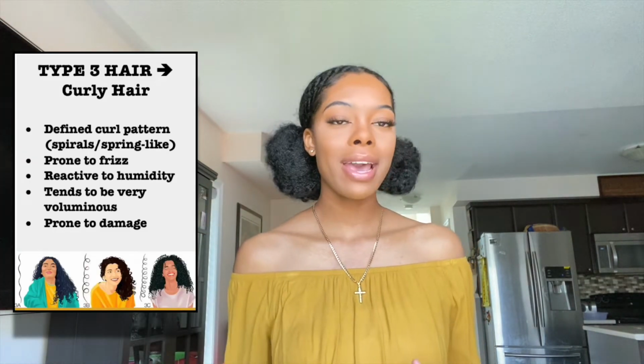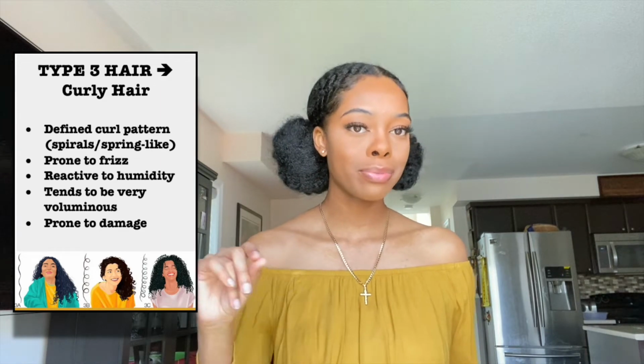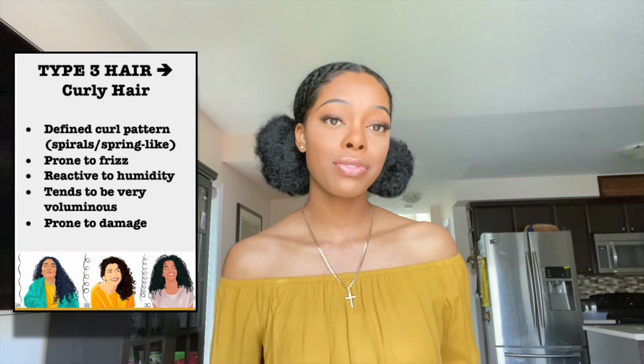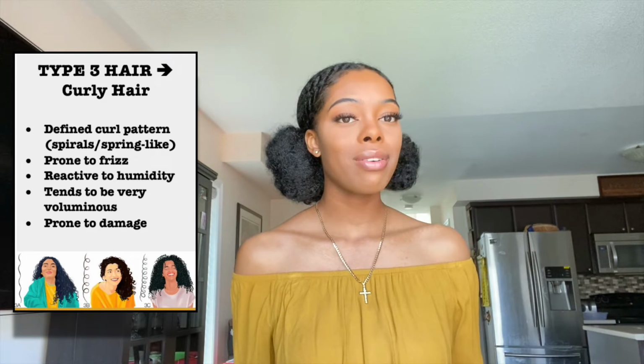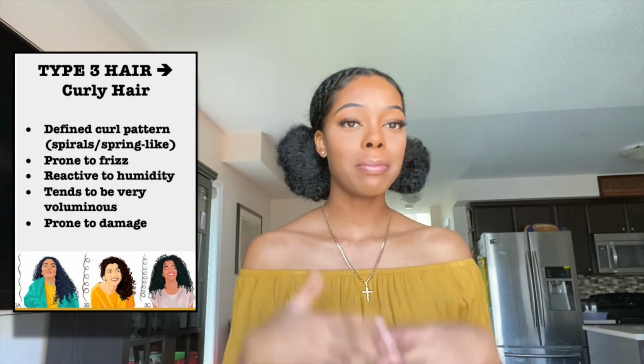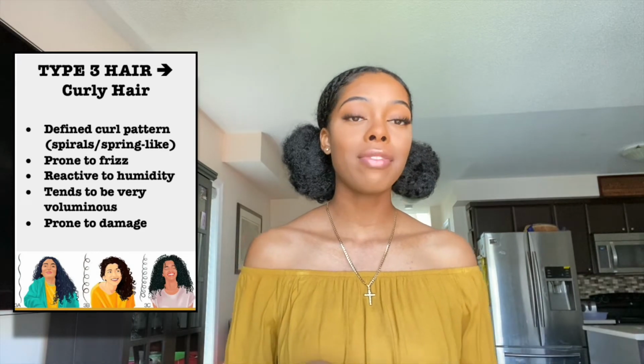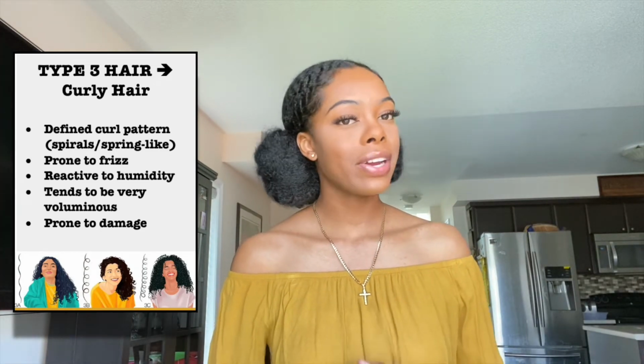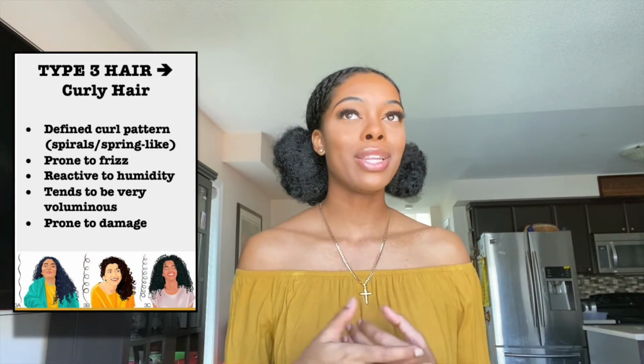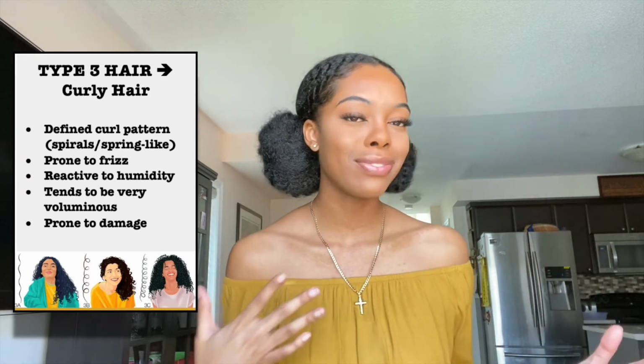So type 3 hair is curly hair. This curl pattern is spirals like a spring. This type of hair is very prone to frizz compared to wavy hair. It's very reactive to humidity. It can become very puffy and frizzy and all that type of stuff. This type of hair tends to have a lot of volume. Curly hair is very prone to damage. You can see this when the curls are dull and it's not just giving life.